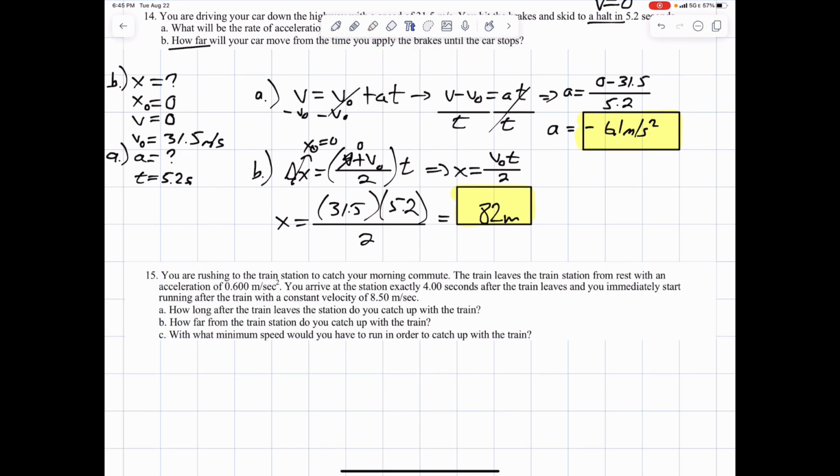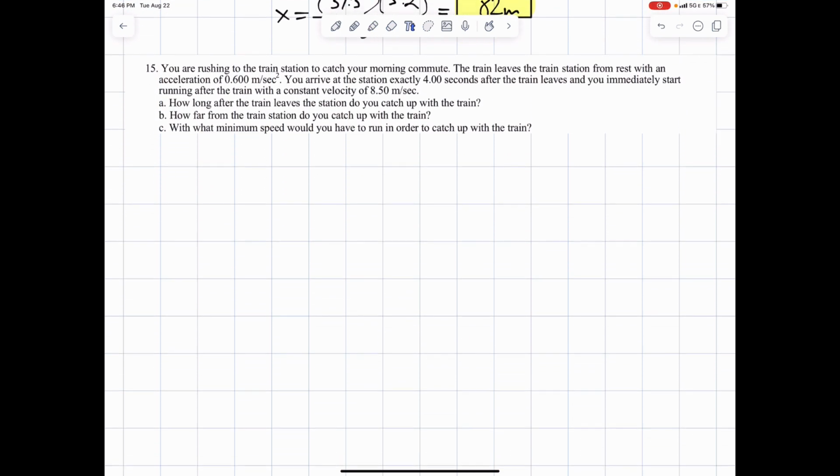Number 15. You're rushing to the train station to catch your morning commute. The train leaves the station from rest with an acceleration of 0.6 meters per second squared. You arrive at the station exactly 4 seconds after the train leaves, and you immediately start running with a constant speed of 8.5 meters per second. A, how long does the train leave the station? Do you catch up with the train? B, how far does it take you to catch up with the train? And C, what would actually be the minimum speed you would need to run in order to catch the train at all?